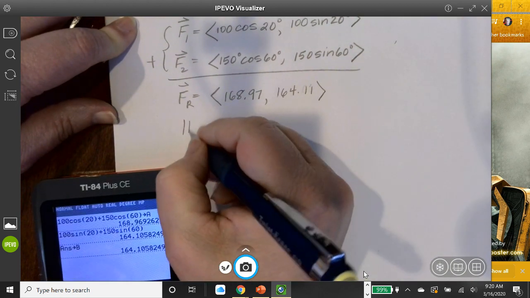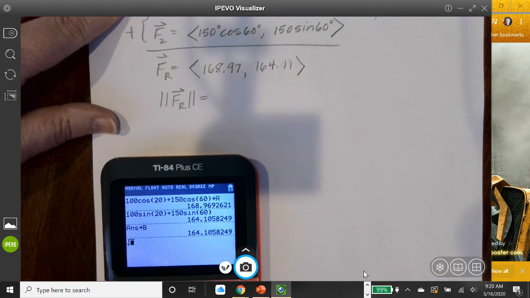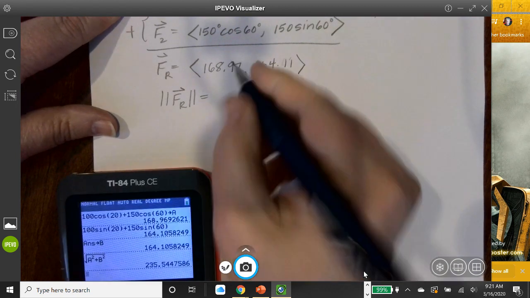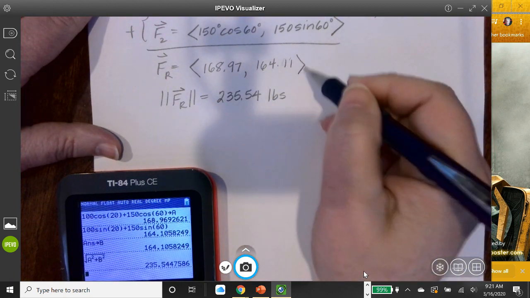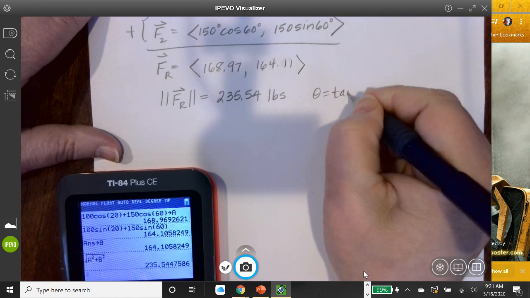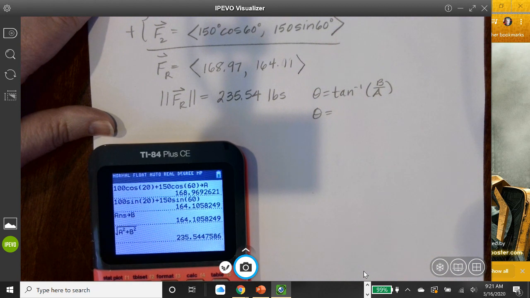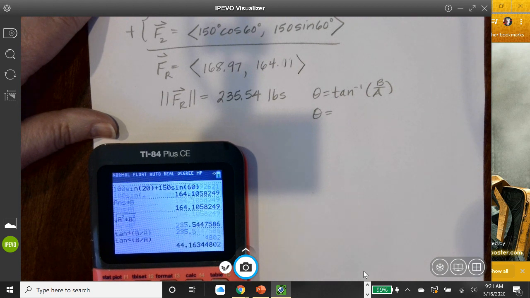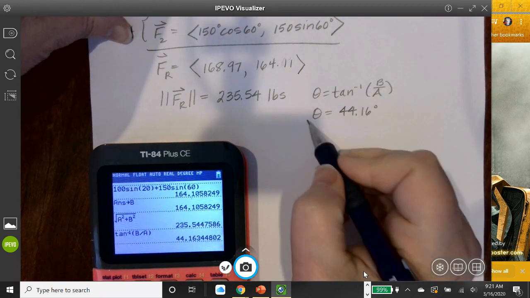All right, so the magnitude of our resultant vector is second square root alpha A squared plus alpha B squared, which is 235.54 pounds. And this is also a first quadrant angle here, so I can go directly to theta equals inverse tangent of B over A because they're both positive. So theta equals second inverse tangent of alpha B divided by alpha A, and we get theta is 44.16 degrees. So these are pretty simple, really simple problems.